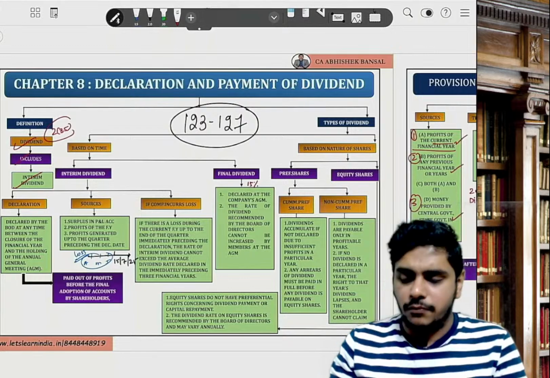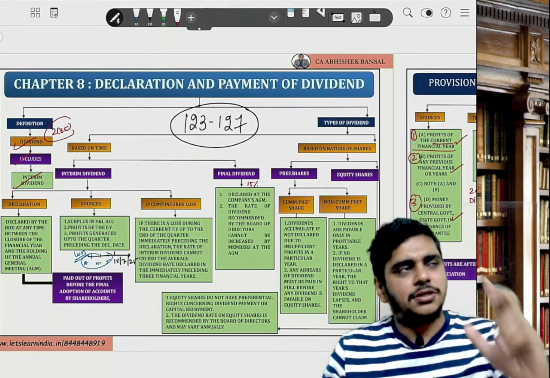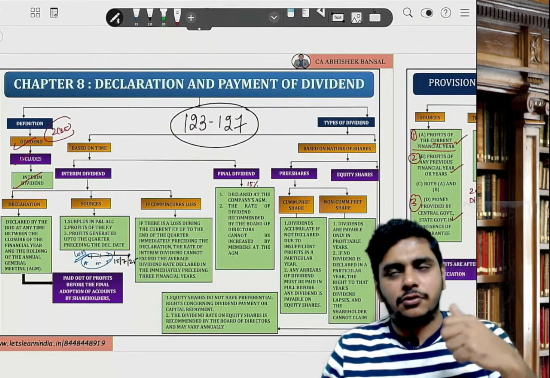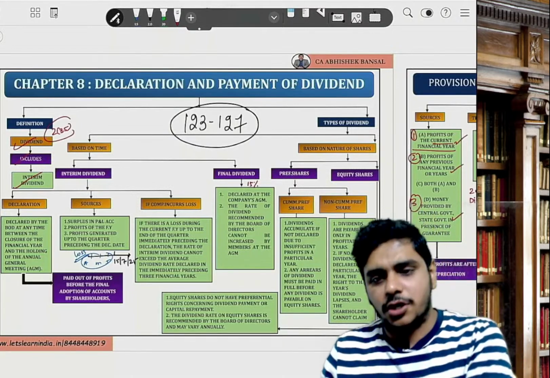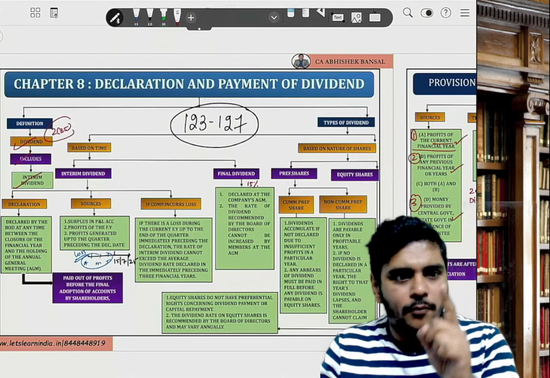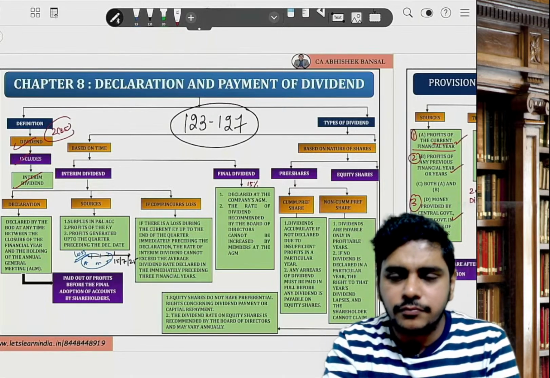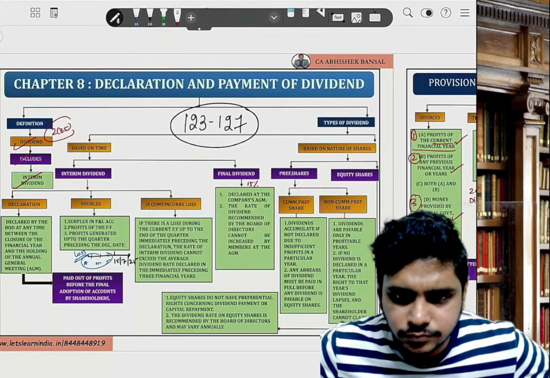Now, when we talk about dividend, the section number is 127. Once you have declared, you have to pay within 30 days. If you have not paid, how much is the interest on the company? Don't go wrong here. How much is the rate of interest there for penalty?